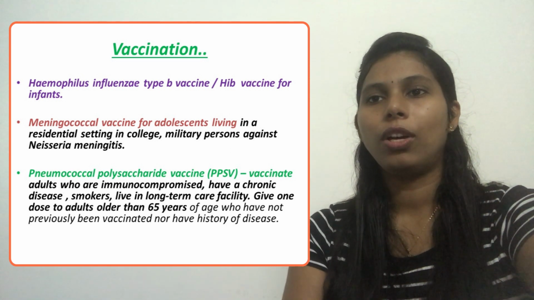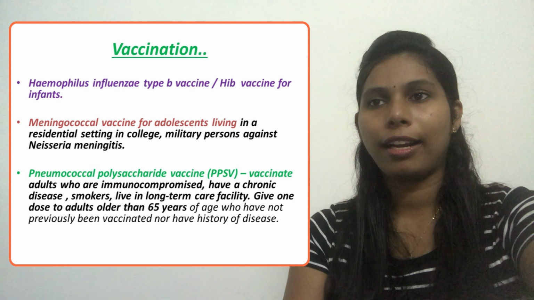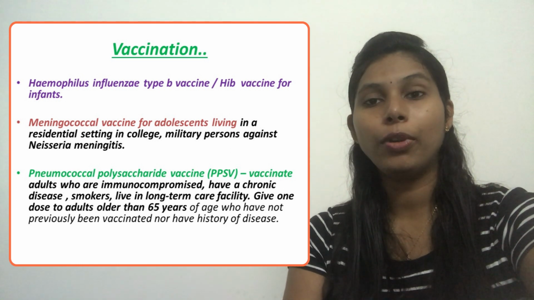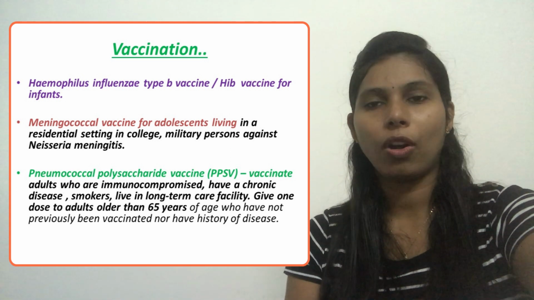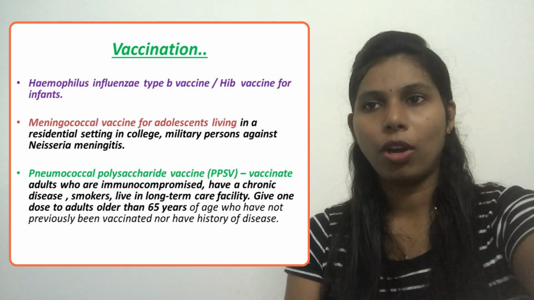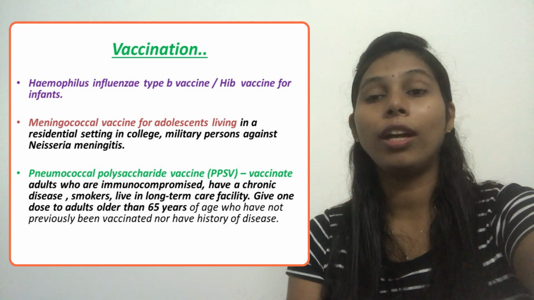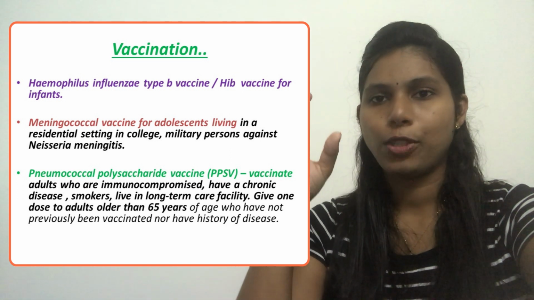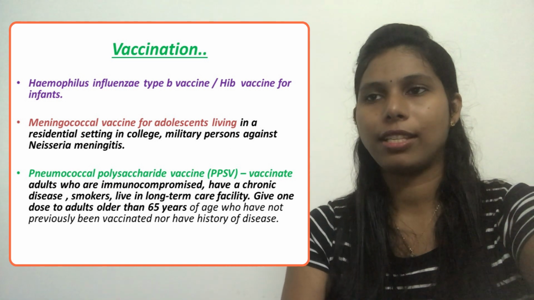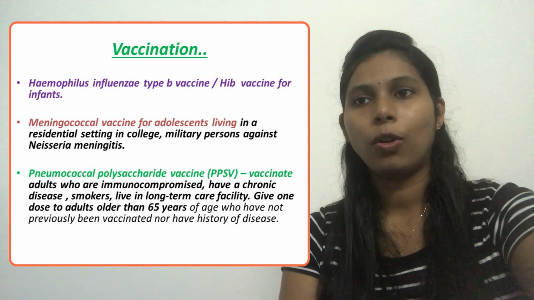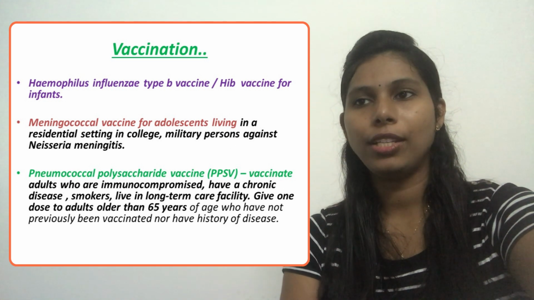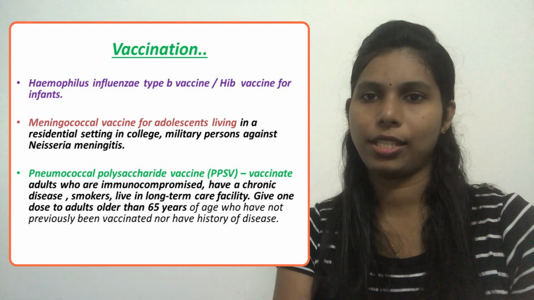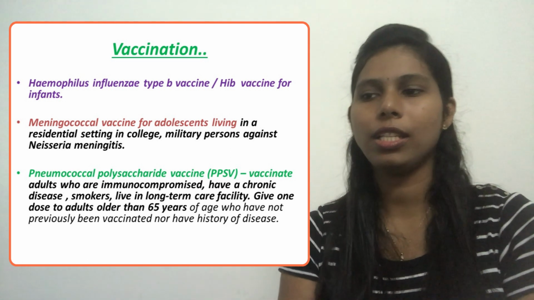Another one is the pneumococcal polysaccharide vaccine, PPSV. This vaccine is mainly for adults who are immunocompromised, those who have a chronic disease, smokers, or those who live in a long-term care facility. Those categories of people should receive this PPSV vaccine. Give one dose to adults older than 65 years of age who have not previously been vaccinated nor have a history of disease. That is the instruction for this vaccine.